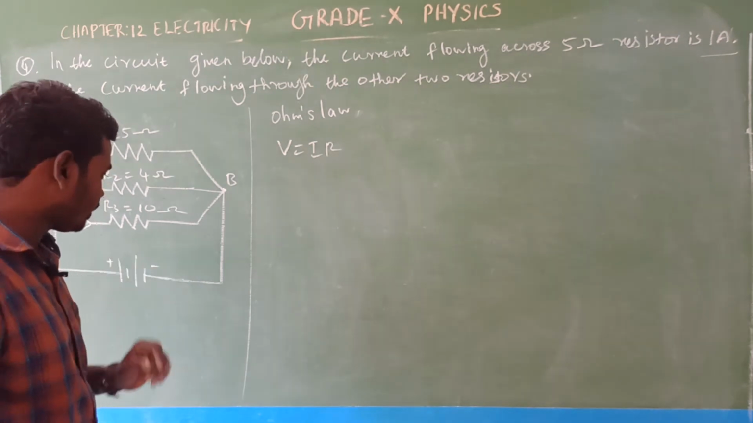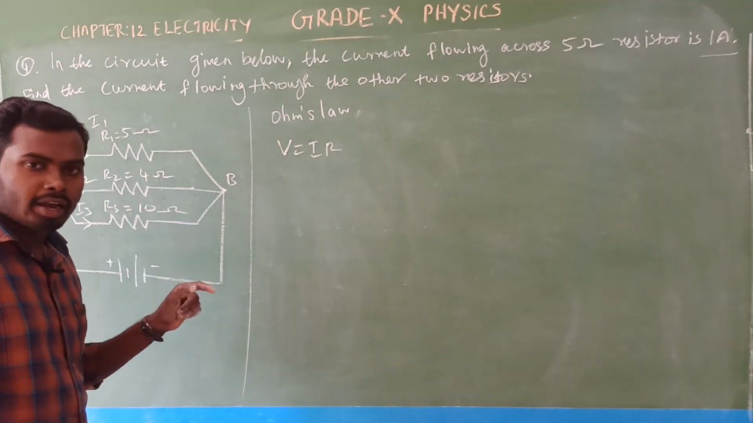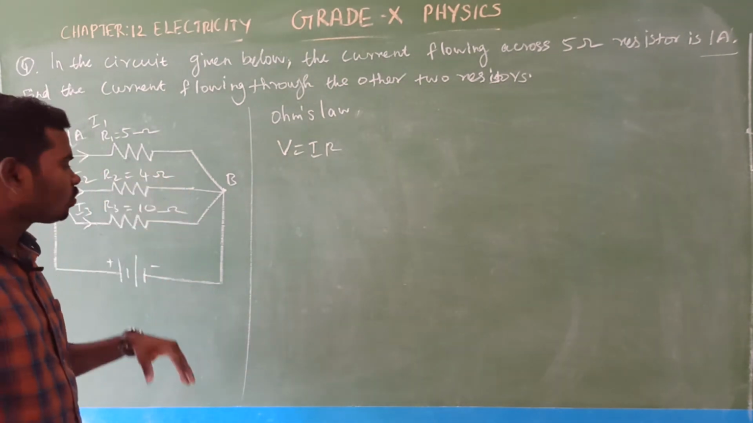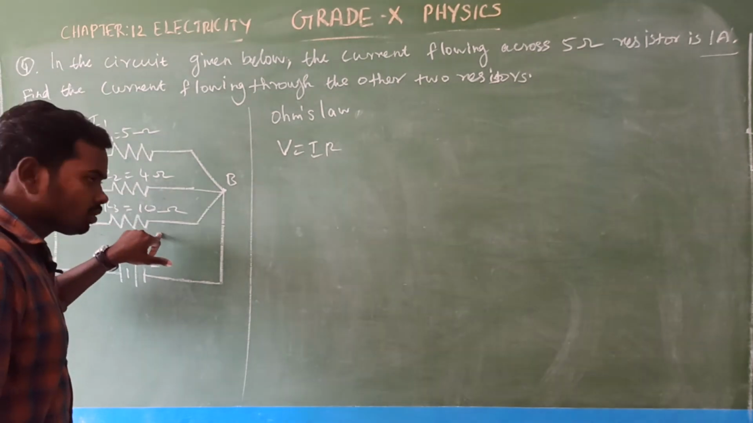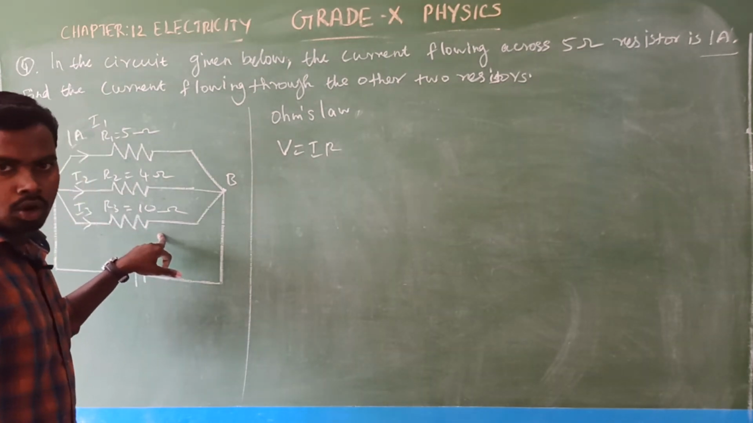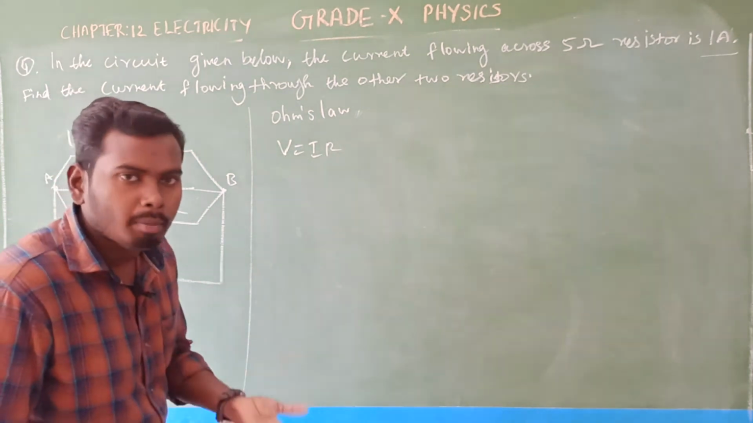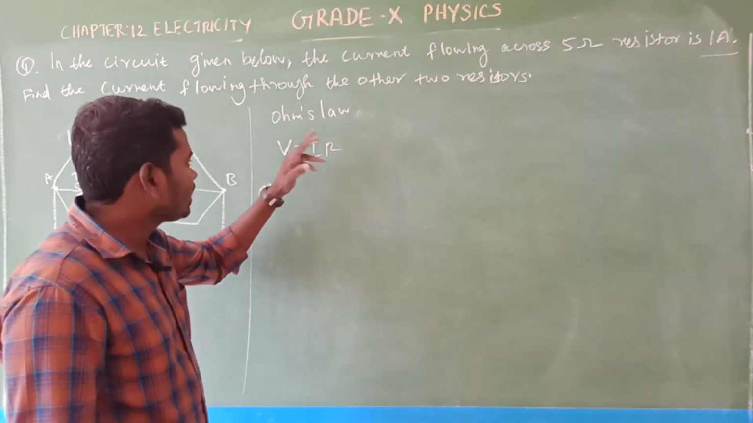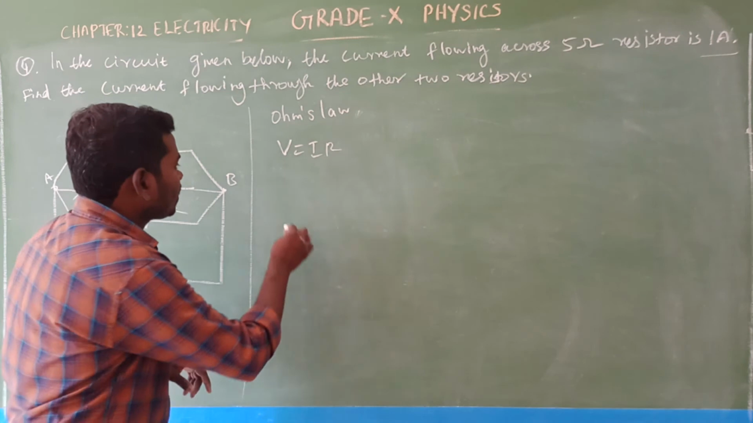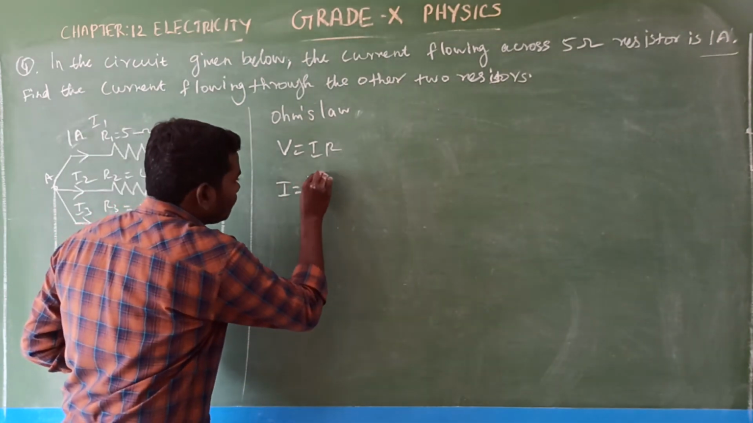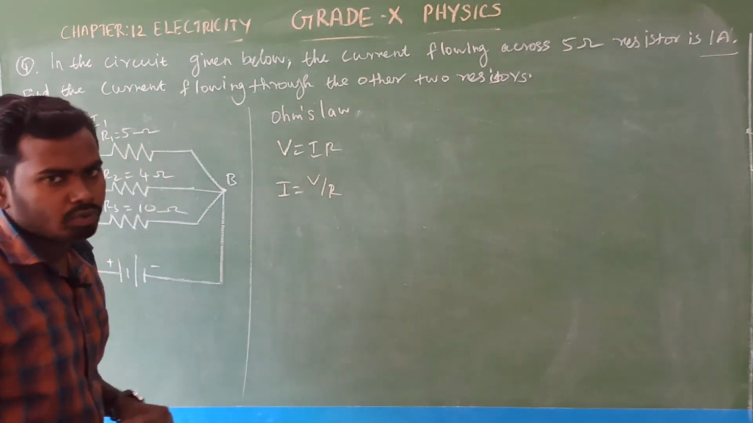Isn't it? Yes, look here. But we need to calculate how much current is flowing across the resistors R2 and R3. To find the current, what formula do we need to take? Obviously Ohm's law. So V equals I R, so I equals V by R.